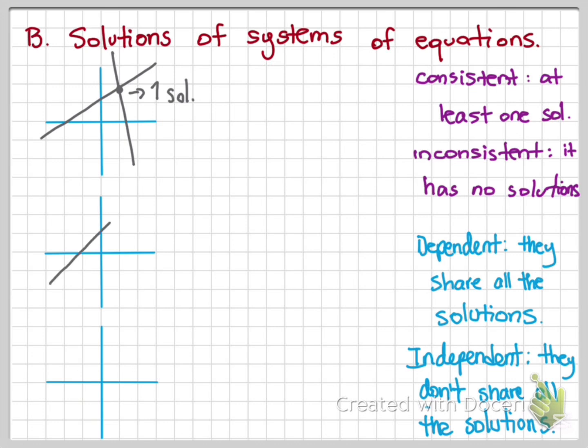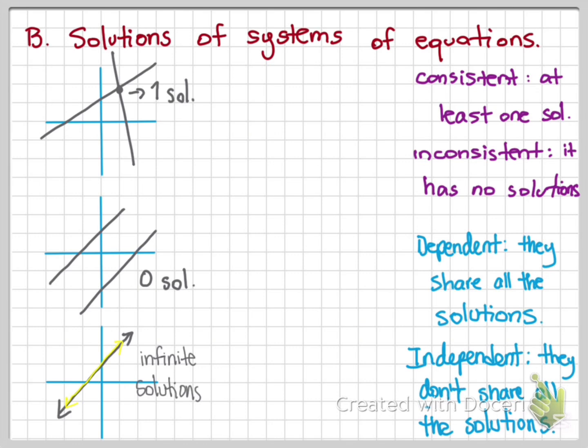Now, if the lines are parallel, notice that they're never going to touch. So this system has 0 solutions. It never touches, so it has 0 solutions. But we could have a case where we have a line, and then we also have another line just going on top of it. And notice that what's happening is that one has infinite solutions. Why? Because they're touching in infinite points. So they have infinite solutions, or they share all of their points.